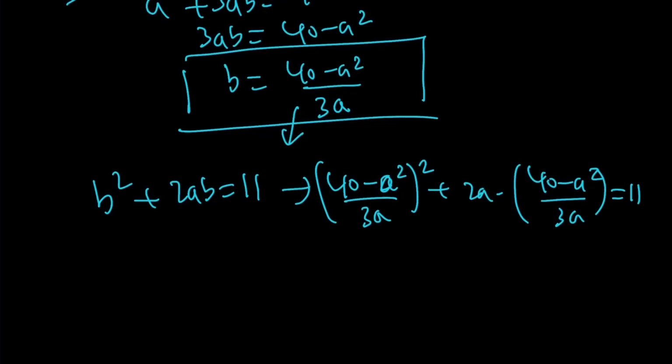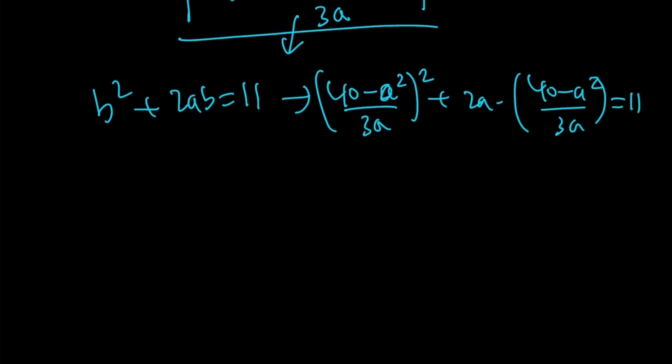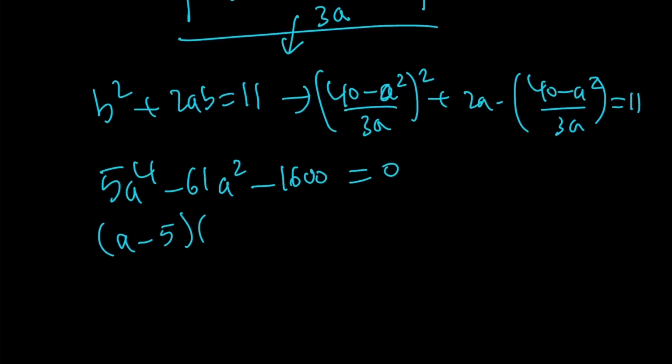And to keep a long story short, that's going to give you a quartic equation. But it's a bi-quadratic. If you simplify it, easy, you can do it. We don't have to spend time on that. You get the following quartic equation. But notice that there is no a cubed or a. So this is easy to factor. This can be factored into a minus 5, a plus 5, and 5a squared plus 64 equals 0.